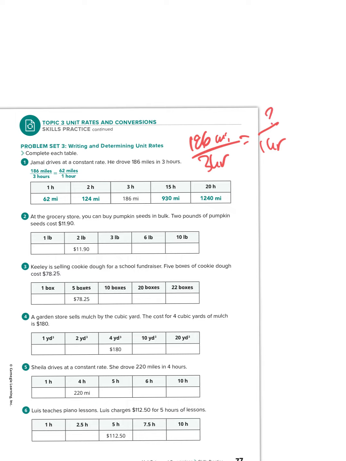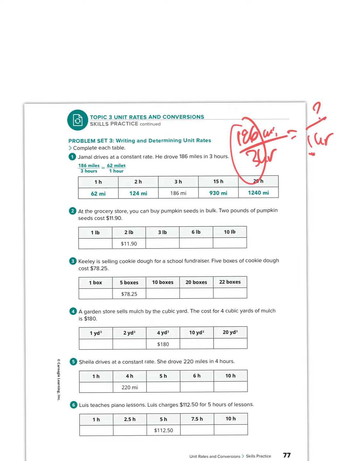And so really, we don't even need to cross multiply because we're always going to be multiplying by 1 to get the unit rate. So we're just dividing 186 by 3, which gives you 62. And so then your unit rate is 62 miles per hour. And then you can just scale up. So 62 times 2 gives you 124. 62 times 15 gives you 930. 62 times 20, whatever that is, etc.